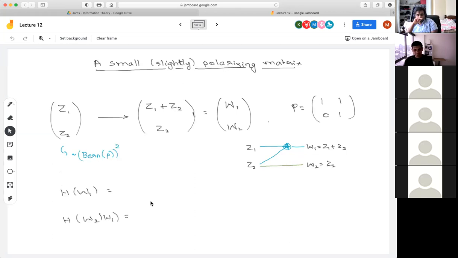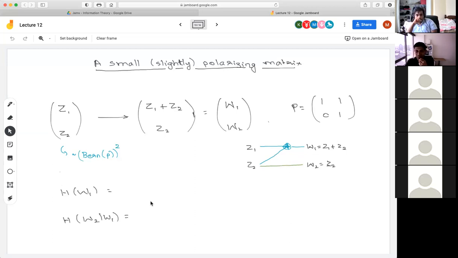And my claim is that the entropy already slightly polarizes. The entropy of the first coordinate is now slightly more than the entropy in the second coordinate. In Z1, Z2, both coordinates had equal entropy, even if you conditioned the second one on the first one. Okay, so any guesses on what the entropy of W1 is, or what the entropy of W2 conditioned on W1 is? You can start with the first one if you like.